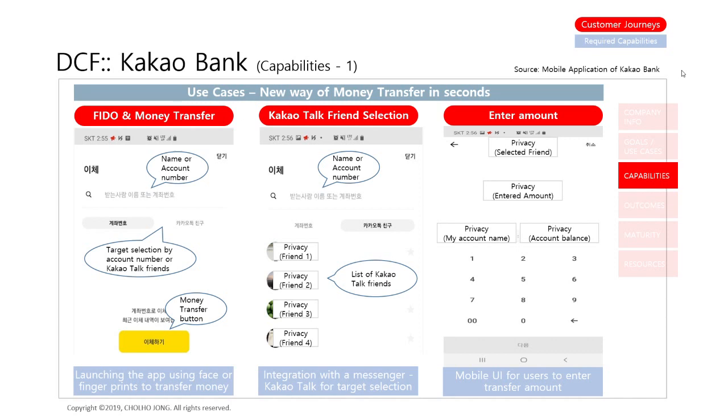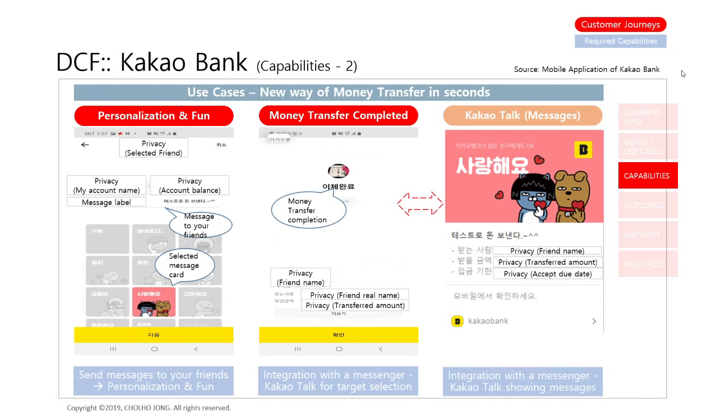Second, you select your KakaoTalk friends, your social friends, to transfer your money. Third, enter the amount you want to transfer. Let's move on to the next slide to see the rest of the customer journeys. The fourth step, you can select different message cards for your friends. You can also customize messages for your friends. And lastly, you see a confirmation message for the completion of the money transfer to your friends.